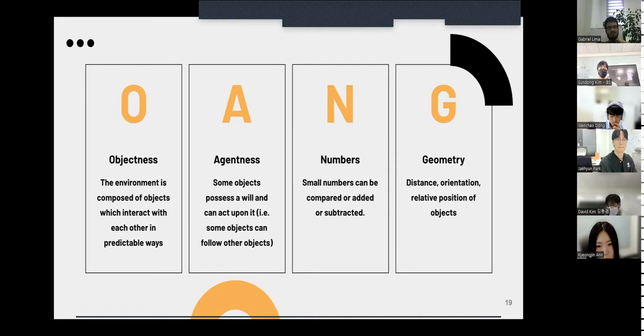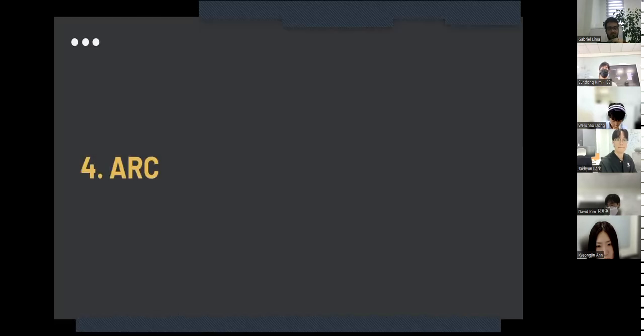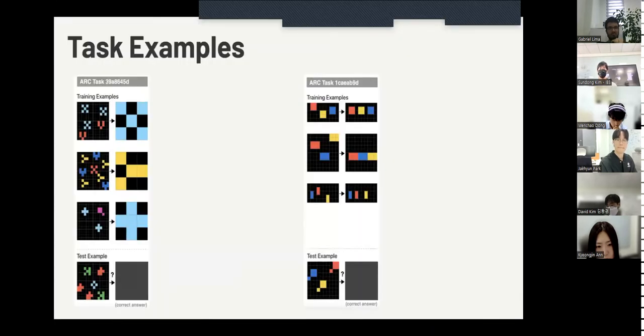And keeping all of this in mind, we come up with a data set that basically uses those 4 priors and also tests how fast an agent can acquire new skills, because every single task tests a different type of skill. Okay.